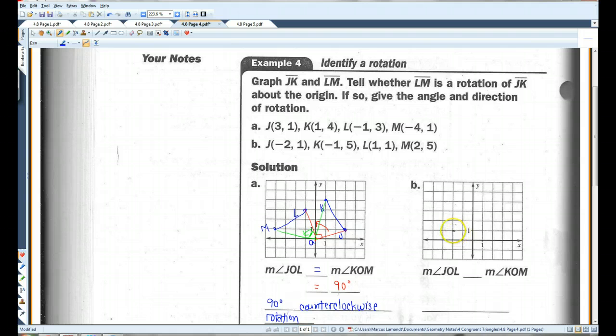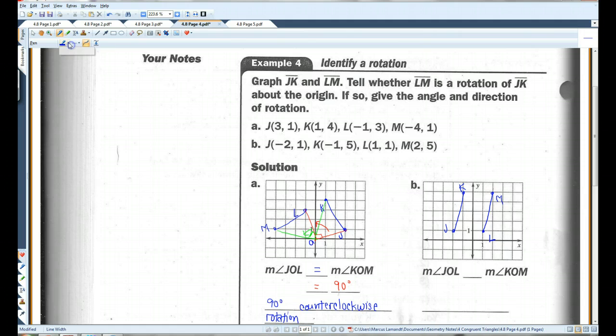J is -2, 1. K is -1, 5. It's here. L is 1, 1. And M is 2, 5. This is an L. Doesn't really look like it. So here's my first line. Here's my second segment, actually. It's not really a line. Okay.